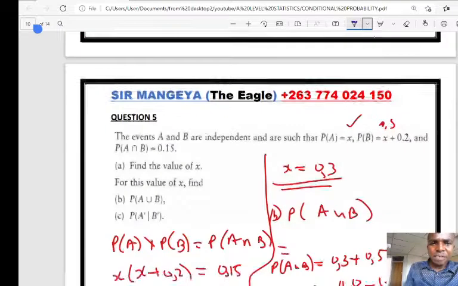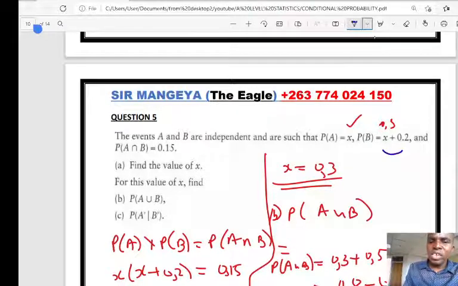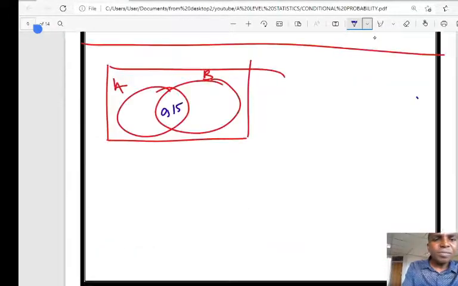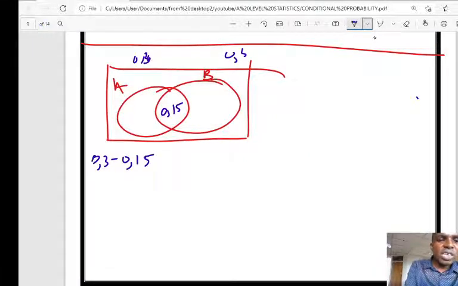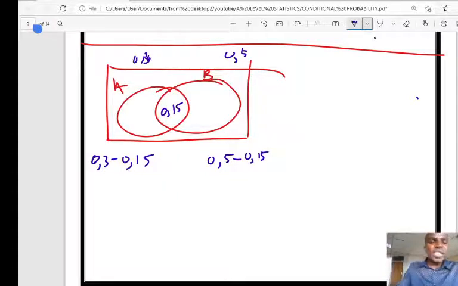Then probability of A is X, which is 0.3. Then B is 0.3 plus 0.2, which is 0.5. So 0.3 and 0.5. Then A only is 0.3 minus 0.15. Then B only is 0.5 minus 0.15. Right, 0.3 minus 0.15, you get 0.15.